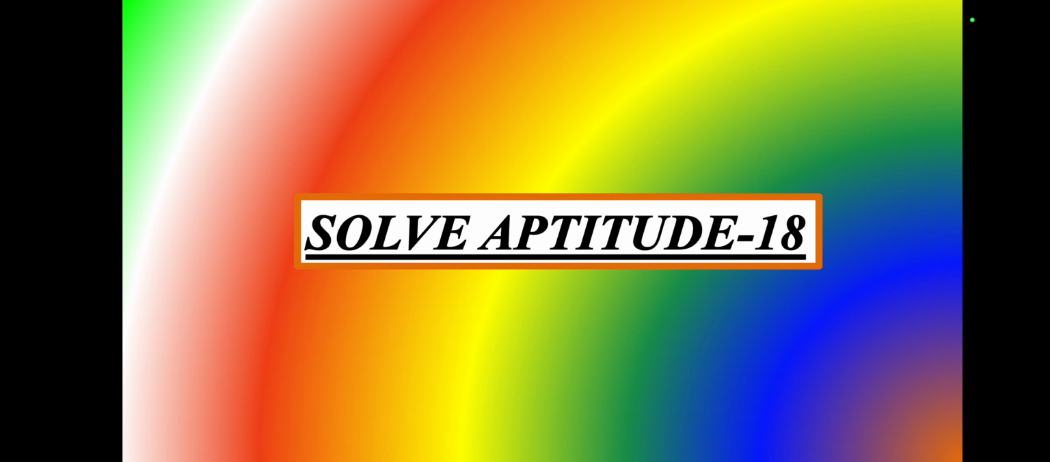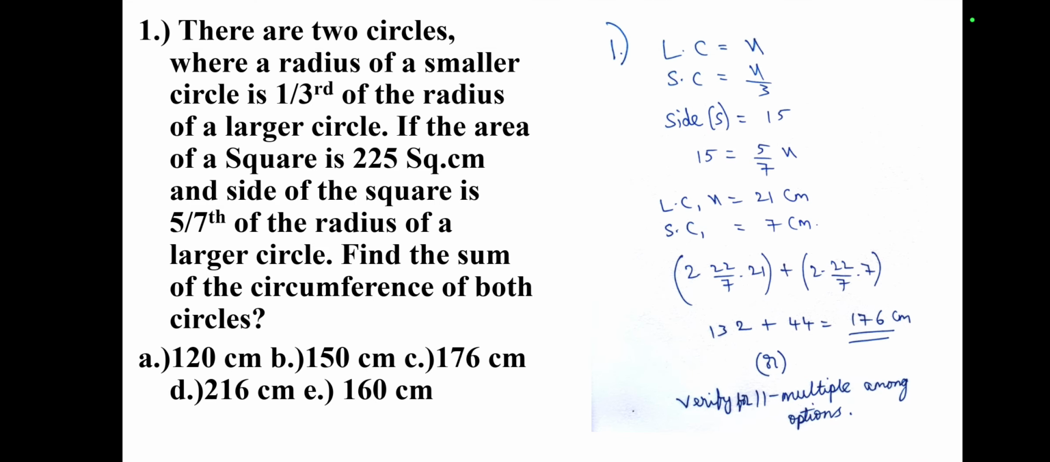In this video, we are going to discuss some important aptitude problems and solutions. Let's get started. The first question is, there are two circles where the radius of the smaller circle is 1/3 of the radius of the larger circle. If the area of the square is 225 square centimeter and side of the square is 5/7 of the radius of the large circle, then find the sum of the circumference of both circles.